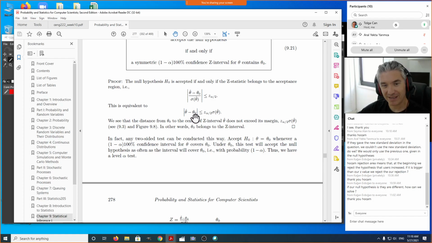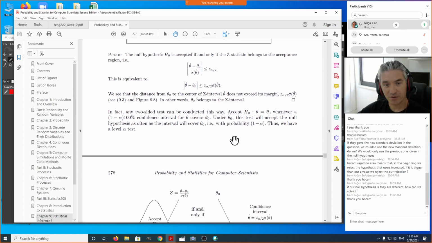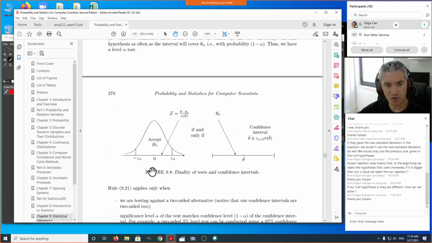The duality comes from the fact that this was your margin, and we see that the distance from theta 0 to the center of the z interval does not exceed this margin. So this one also is showing that. This is a hypothesis test, which is two-sided, and this is our confidence interval. The probability that theta 0 is contained in this interval is the same as this z being in this region. So those two probabilities are equal to each other.